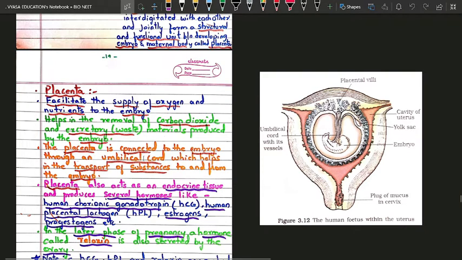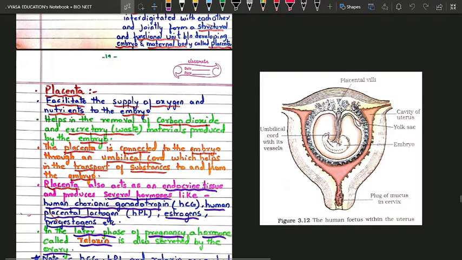The placenta is connected to the embryo through an umbilical cord, which helps in transport of substances to and from the embryo. So I said what is supplied is called to, what is removed out is from. Okay, yeah. The placenta also acts as an endocrine tissue.